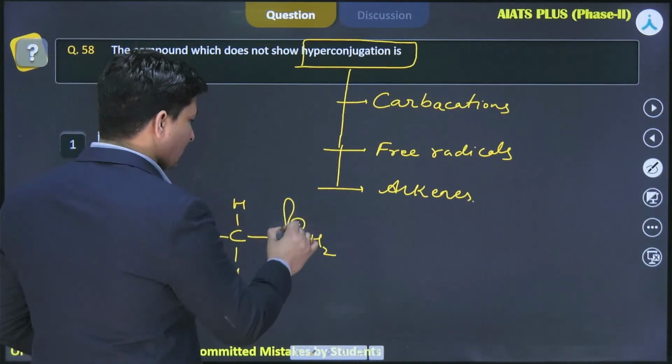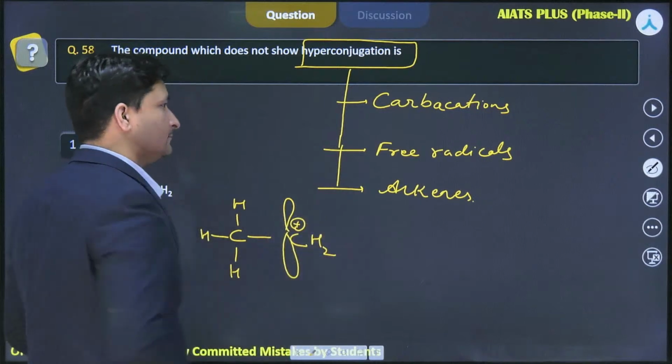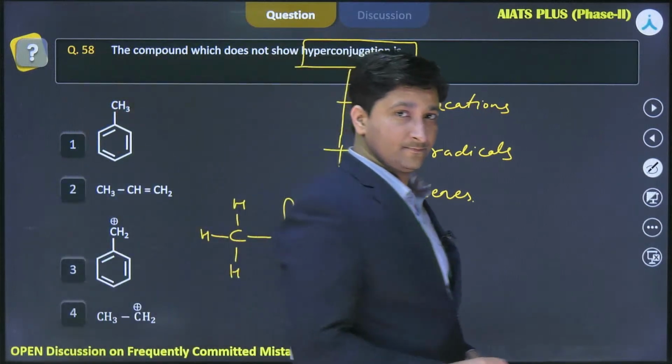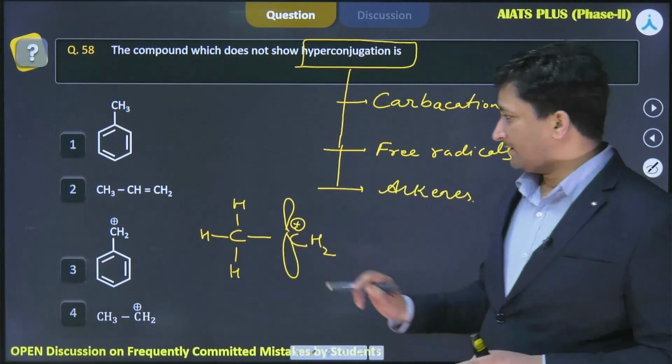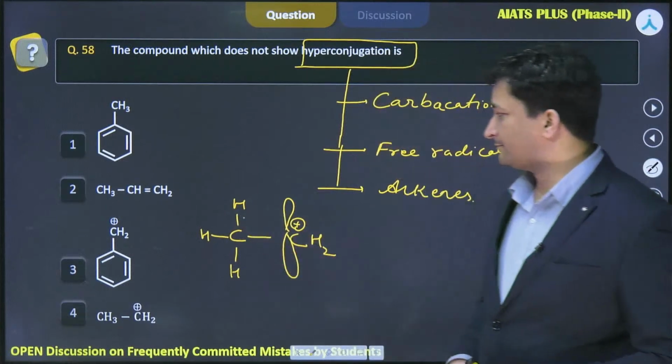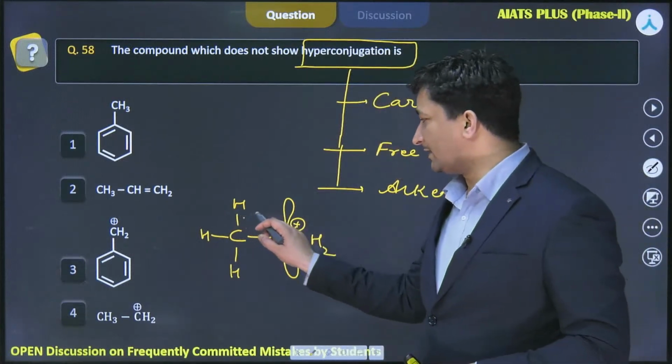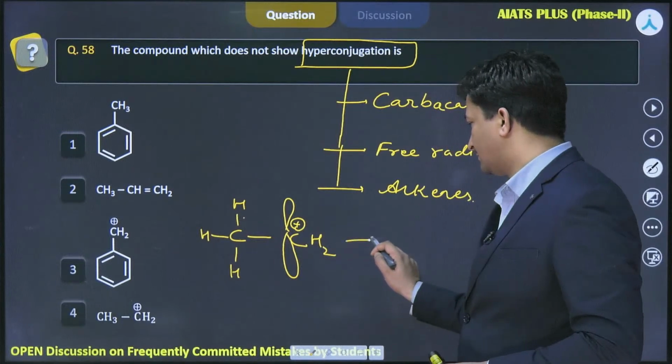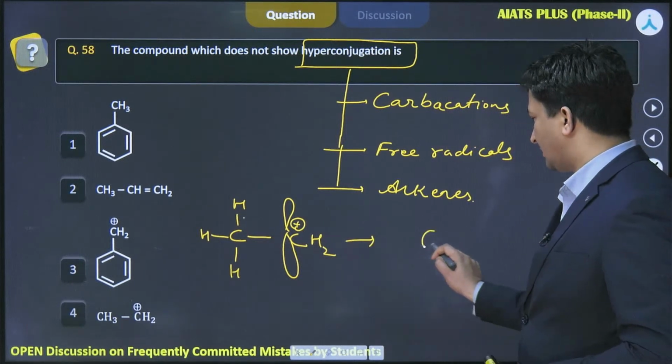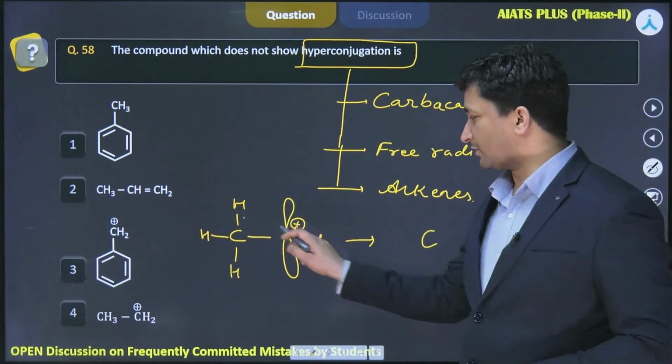One empty p orbital is present, which is unhybridized. So actually what happens here is that this sigma bond will donate its electron here, and in return these two electrons will move here.